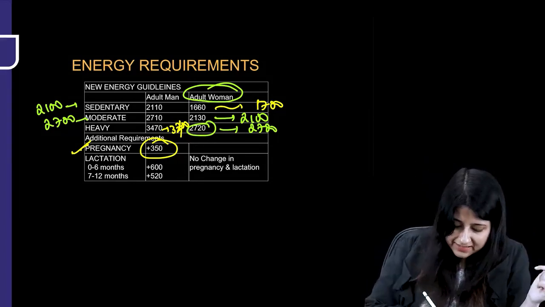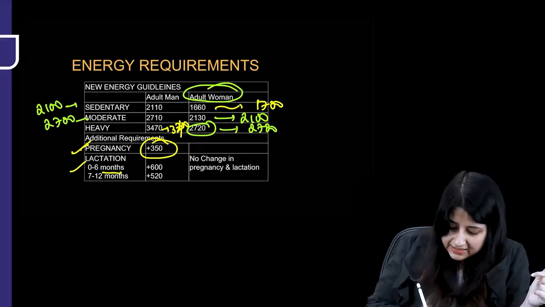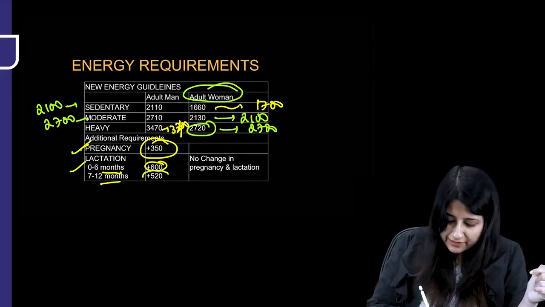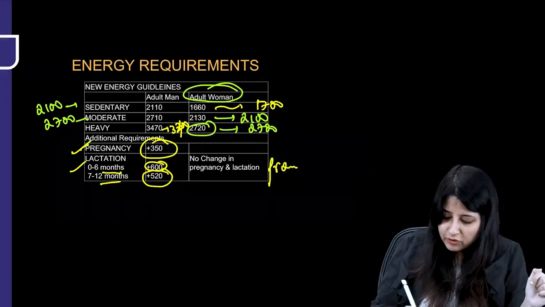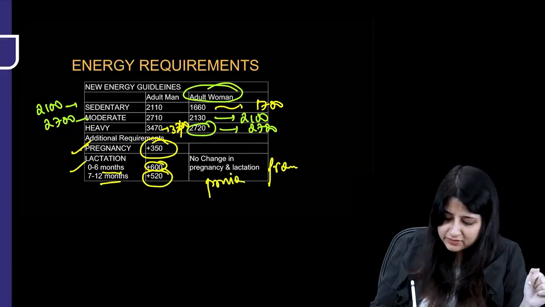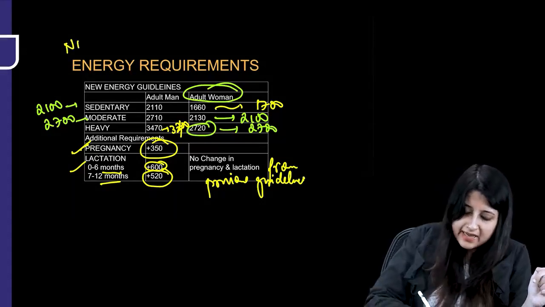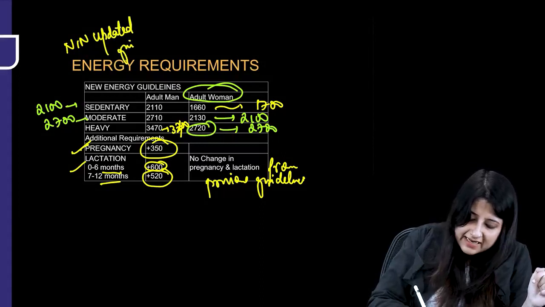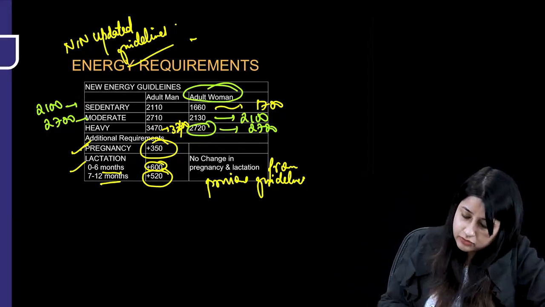Now, remember one thing, lactation first 6 months. So you say first 6 months, so plus 600. First 6 months plus 600. 7 to 12 months plus 520. No change in pregnancy and lactation from previous guidelines, okay? This means from previous guidelines. These are all according to NIN updated guidelines, okay? These are all according to what? NIN updated guidelines, guys.